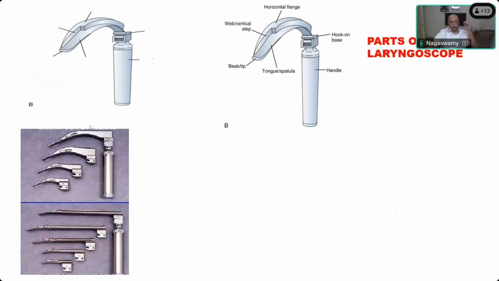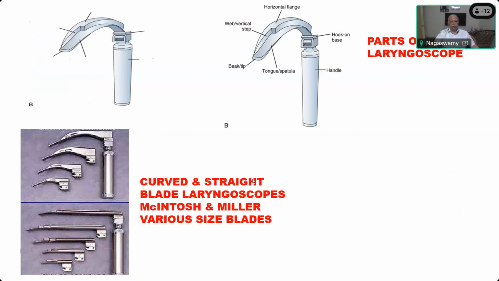Why this straight blade? The original invention was by Macintosh to produce this curved blade, but later on the modification was to use the straight blade. What are the advantages of straight blade over curved blade? Since the pediatric epiglottis is usually bigger and floppier, we can lift the epiglottis with a straight blade. Fantastic, that's a correct answer. So you must always be ready to tell this answer in the exam. It was mainly meant for pediatric use, especially newborn babies. They could not identify the glottic opening using the curved blade. So they used the straight blade, which will lift the epiglottis so that you will have a clear vision of the vocal cords. So, curved and straight blade laryngoscopes, Macintosh and Miller, various size blades.